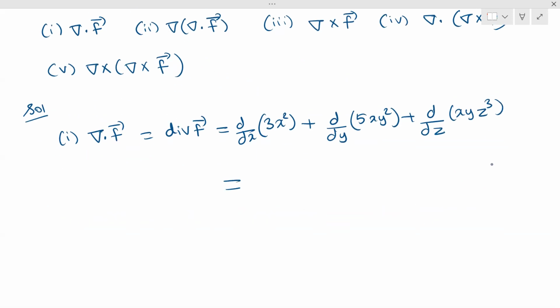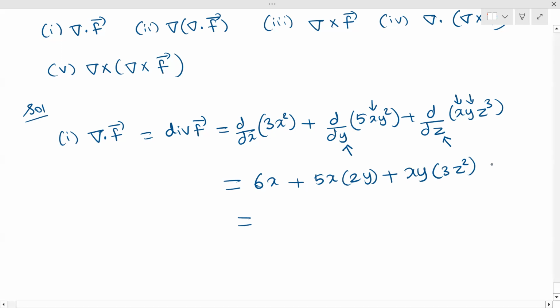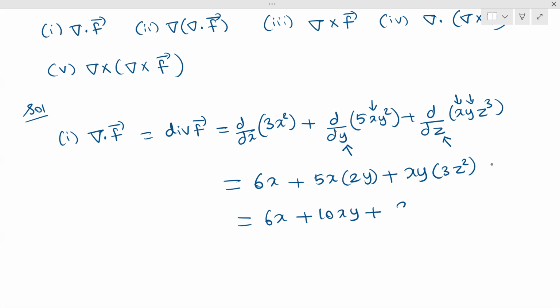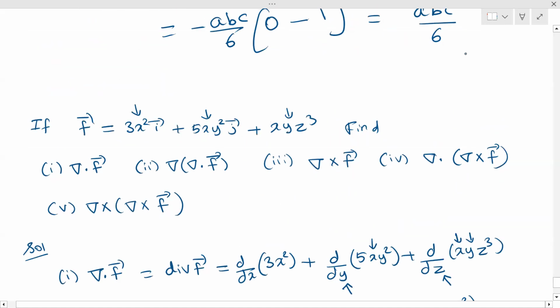Here the differentiation with respect to x is 6x. Here we are doing partial differentiation with respect to y, so x is the constant. Write 5x as it is, y square differentiation is 2y. Here the partial differentiation is with respect to z, so x and y, both variables, are constant. Write them as they are, z cube differentiation is 3z square. So that is nothing but 6x plus 10xy plus 3xyz square.